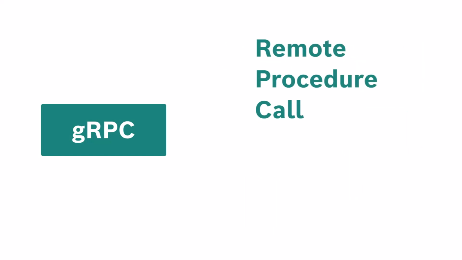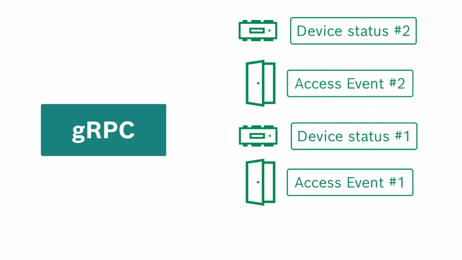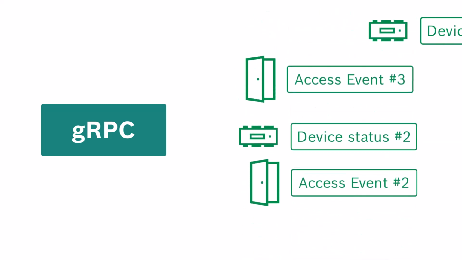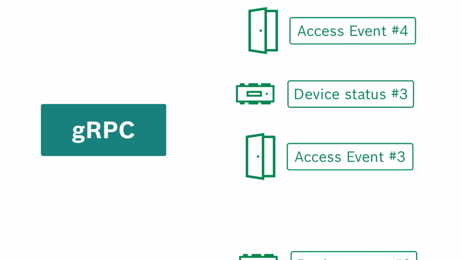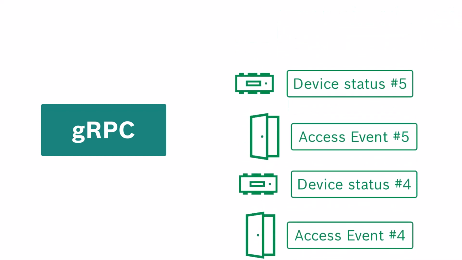The other interface, gRPC, is a remote procedure call framework. This is an open-source data exchange technology that uses the HTTP/2 protocol. In contrast to the request and response of REST, gRPC comes in the format of a subscription that will constantly receive updates as long as there is a connection. gRPC is best used to provide a stream of live events and state changes.